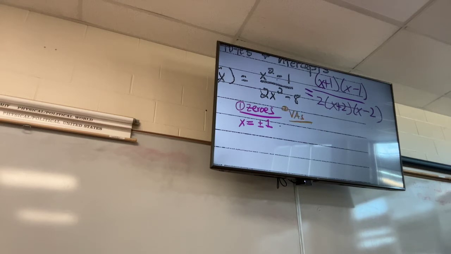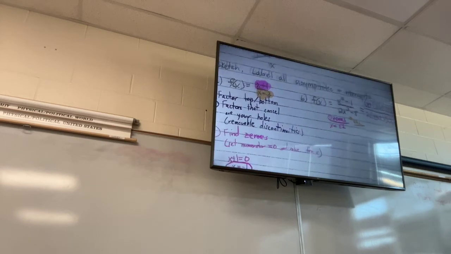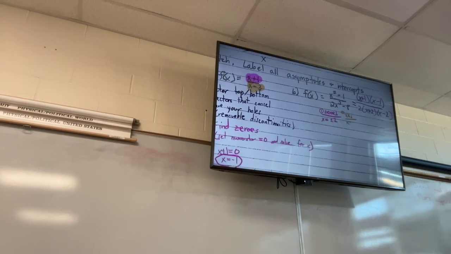What do I do with my vertical asymptotes? I set the denominator equal to 0, and then I solve for x. When I set that denominator equal to 0, what do I get? Plus or minus 2. What about the 2 out front? No, that's when x is out in front. When there's a constant, because 2 can't equal 0. I like that chain of reasoning though. I like that a lot.